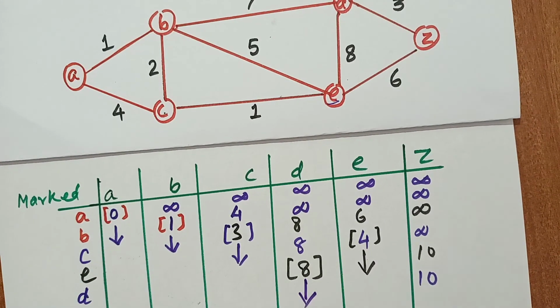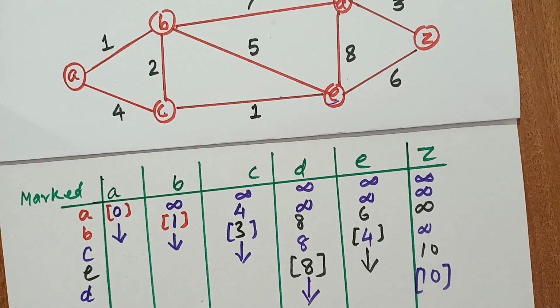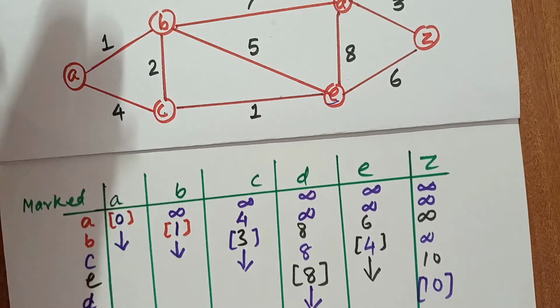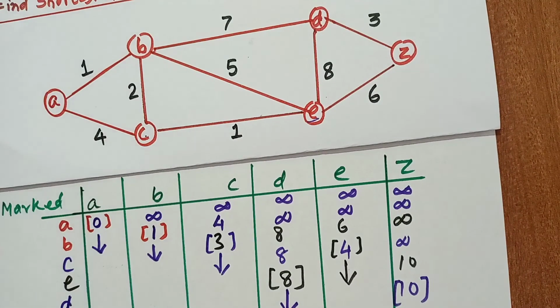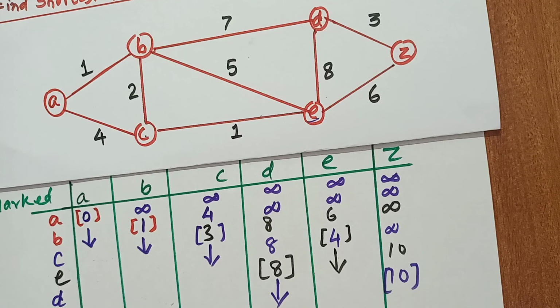This has completed. So now this is marked. So now here Z. Okay. So this is the shortest path. The shortest path of this graph is this thing. Okay. So A to Z. This is the shortest path.